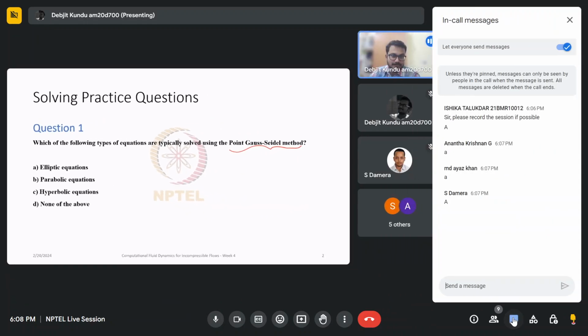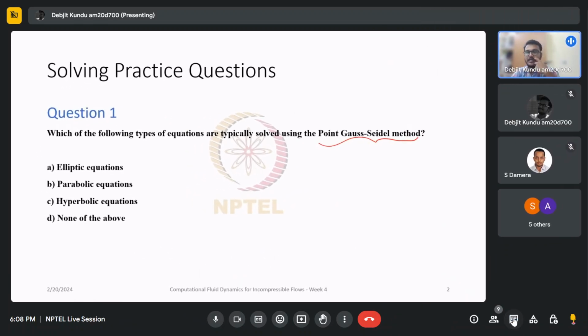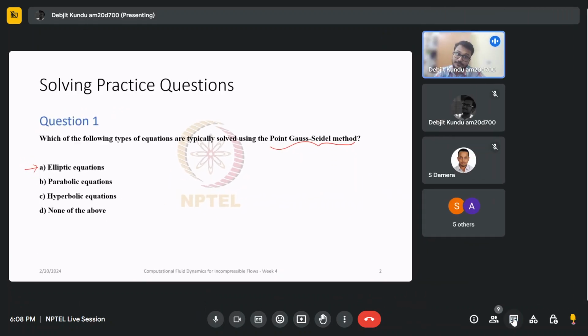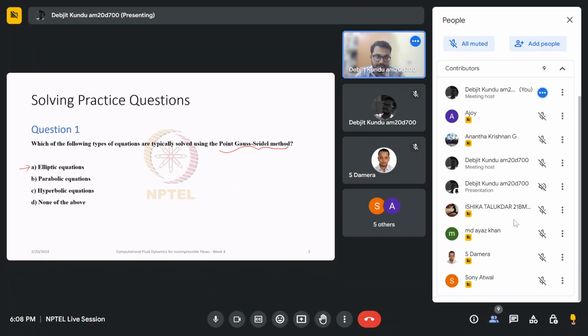Okay, so coming back, we have 4 quick responses, all in favor of option A. Let's see what others have to say. So the crowd as of now is in favor of elliptic equations. Let's see what others have to say. I would strongly urge everyone to send in their responses.